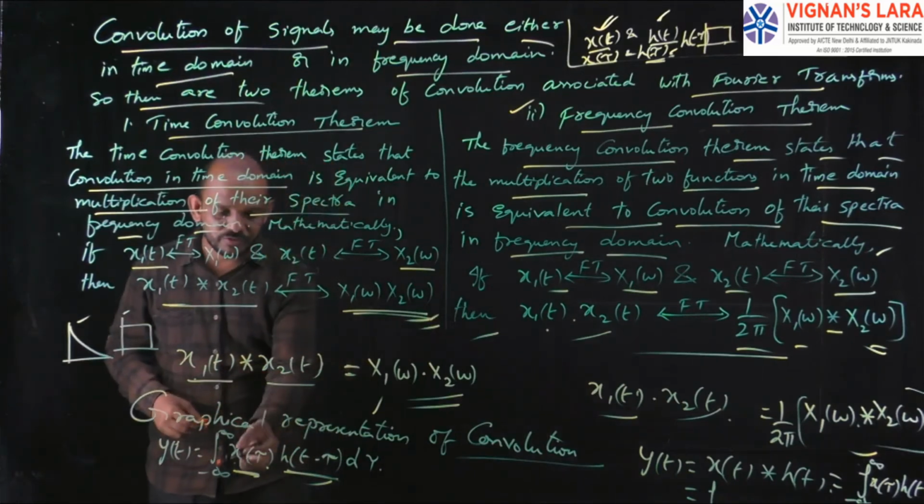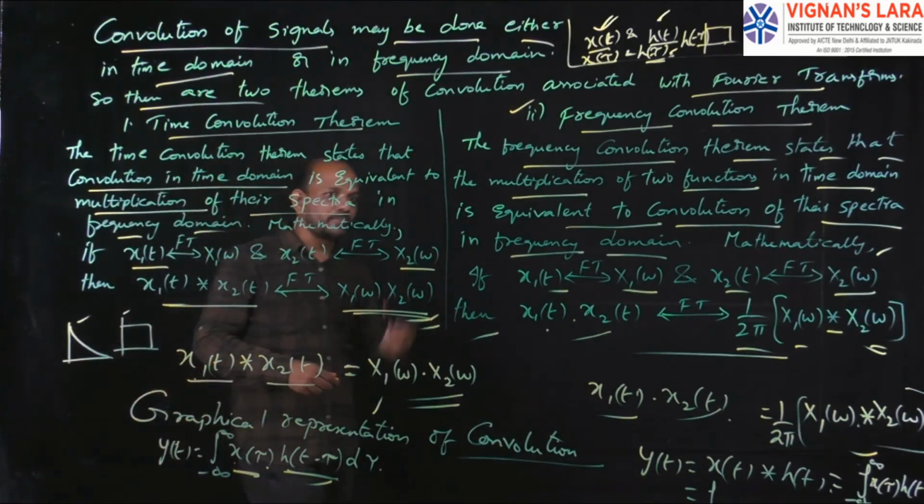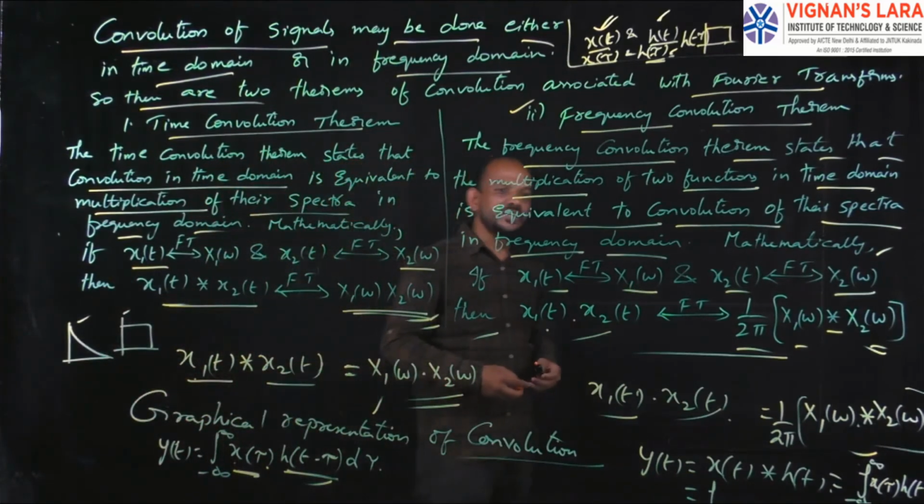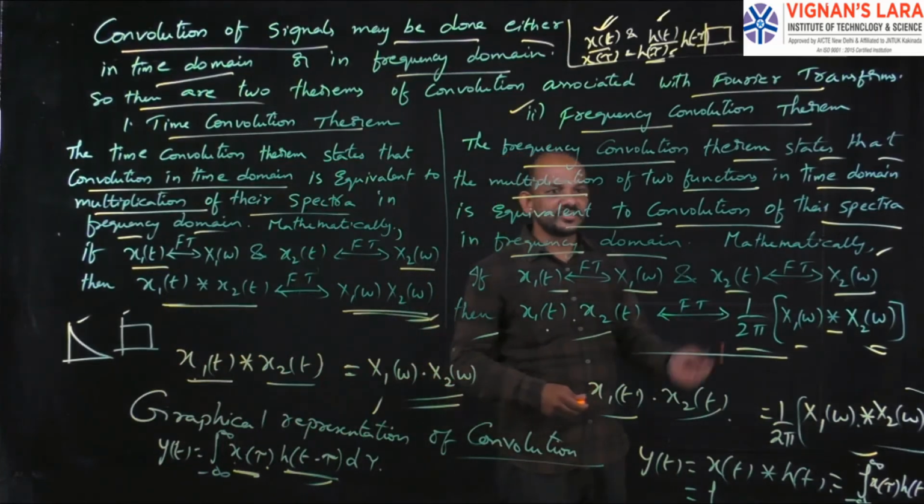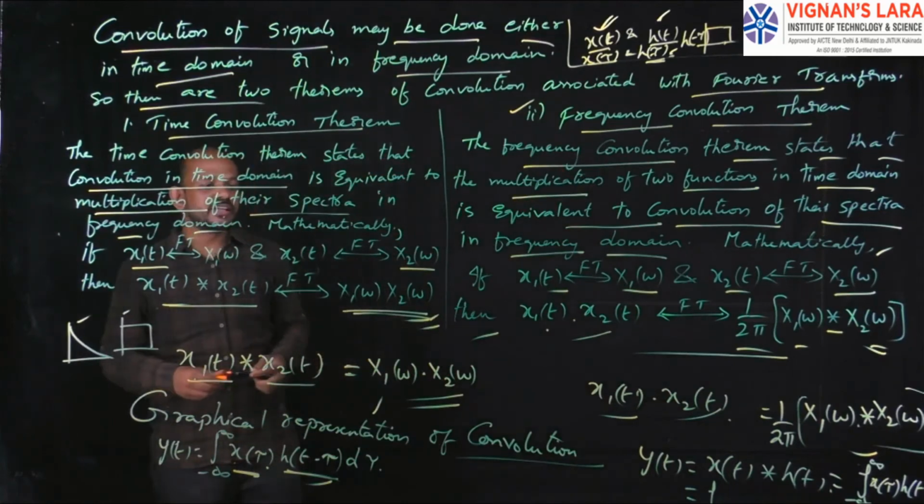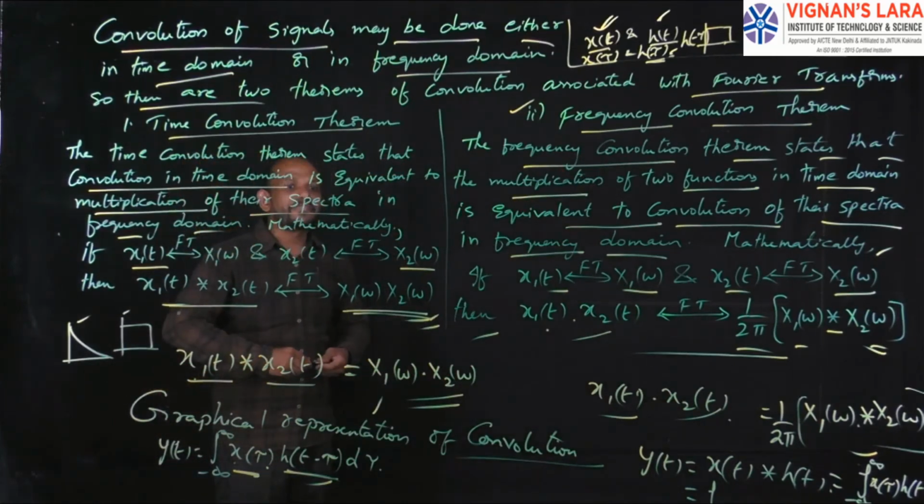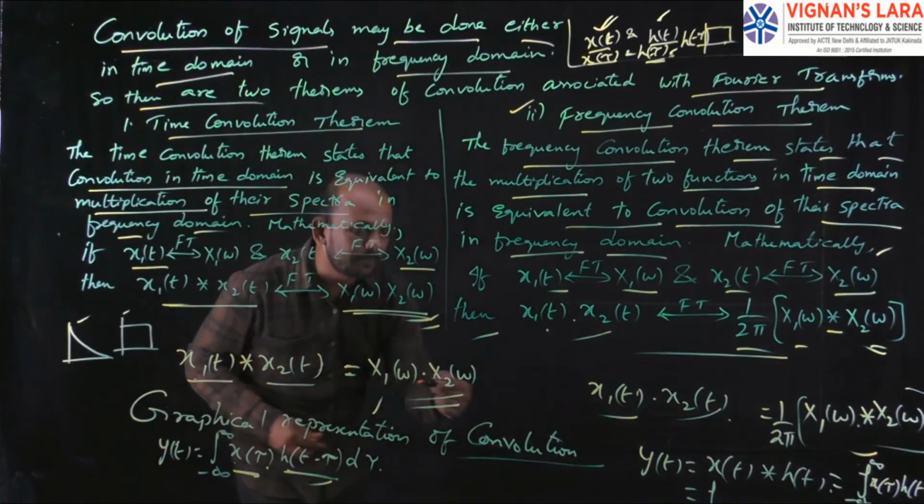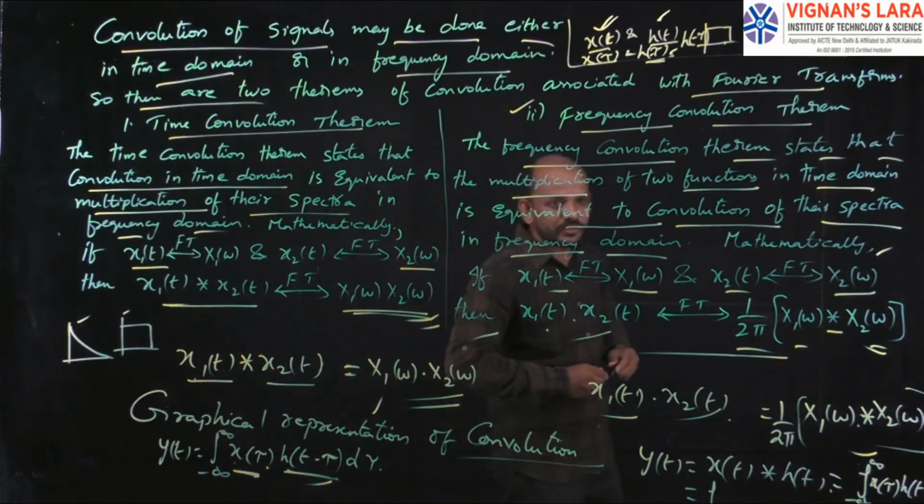Then substitute those limits from the diagram of the combined region and solve the equation. Then you get the answer. This is the procedure to follow for finding the convolution using graphical representation. So this is nothing but the concept of graphical representation of convolution, or the graphical procedure to perform convolution.